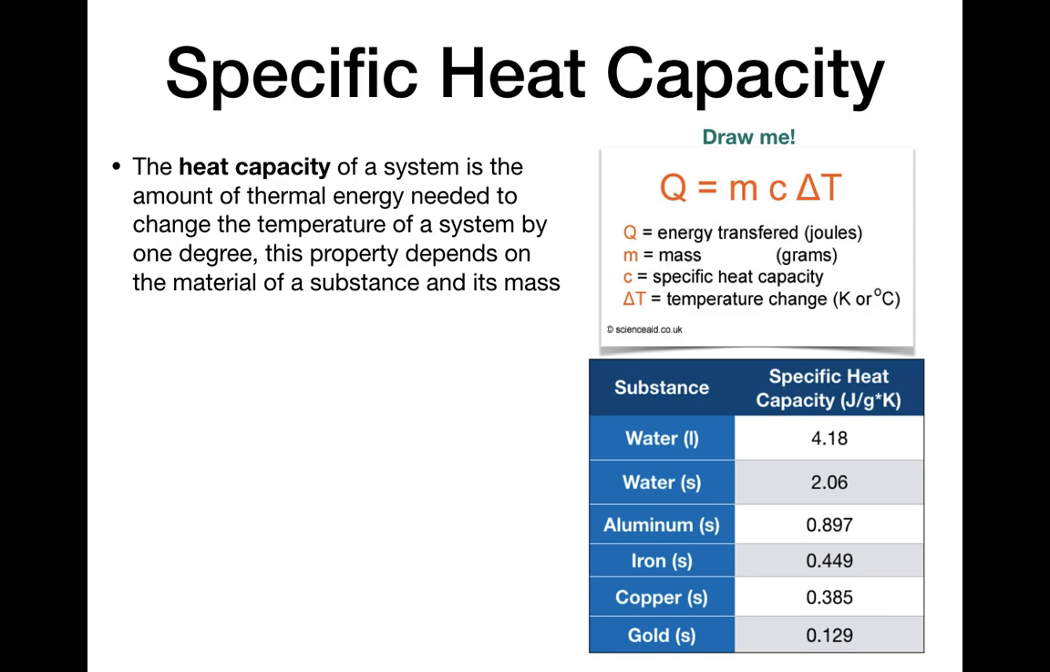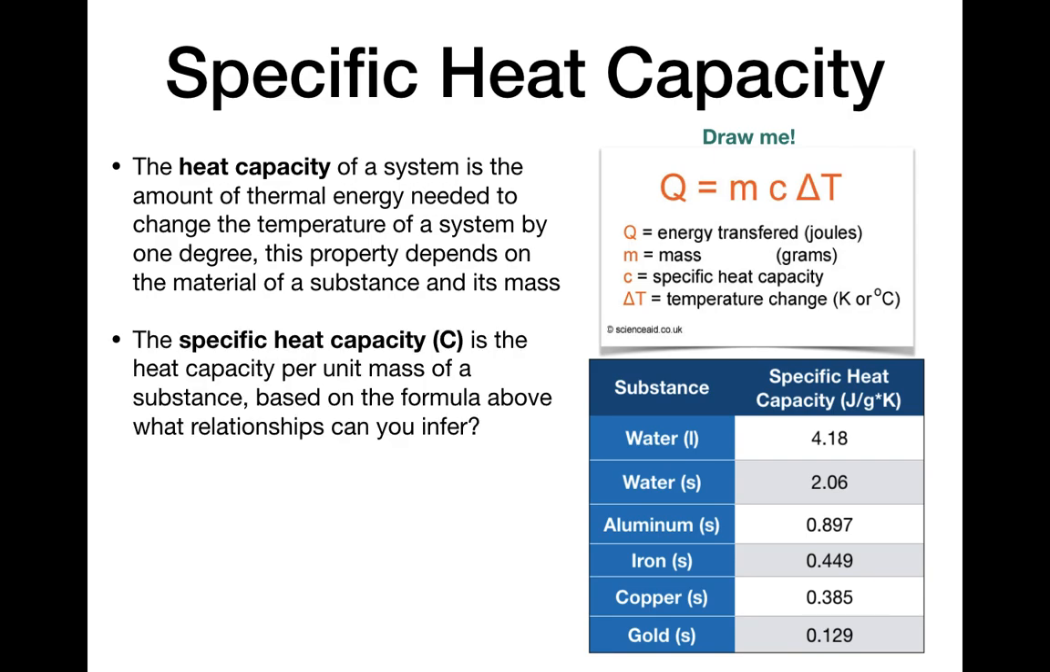So heat capacity is the amount of thermal energy needed to change the temperature of a system by 1 degree. And this depends on the material of a substance and its mass. So we can use those as ways to change the heat capacity of a system. The specific heat capacity, represented by the symbol C, is the heat capacity per unit mass based on the formula. So if you look at this formula, what kind of relationships can we infer? What kind of patterns can we see from a formula?